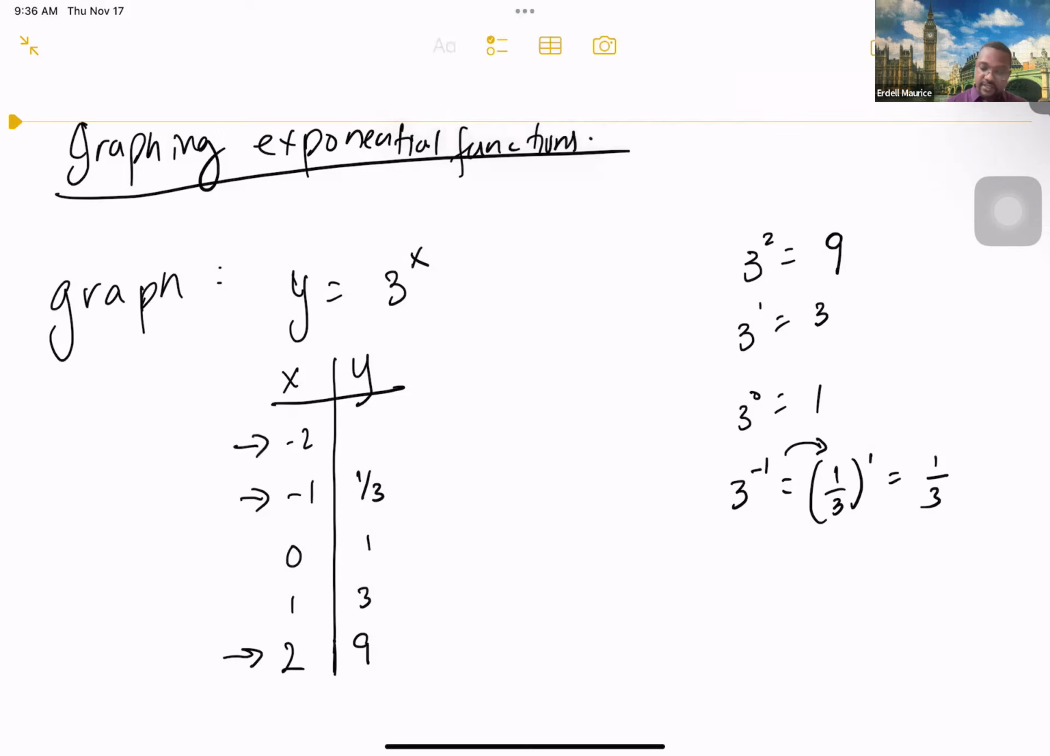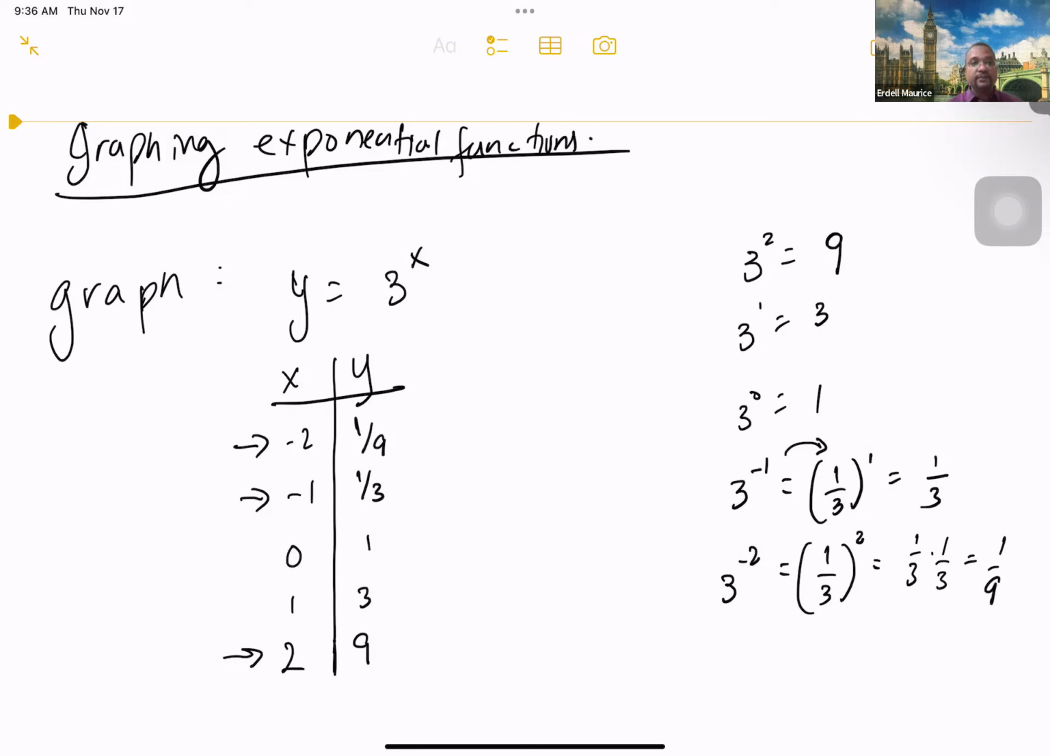Plugging in the last one, -2. So that's going to be 3 to the -2. Again, the minus sign simply means take a reciprocal. So this is actually 1/3 squared. And 1/3 squared is simply 1/3 times 1/3. That's going to be 1/9. And so this point right here is going to be 1/9. Questions there?